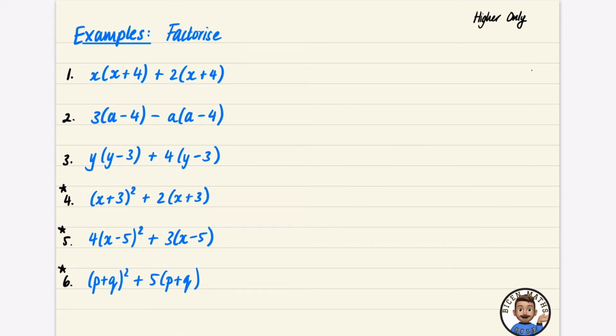Okay, just for the first one, I'm going to show how you could think about this in a different way. If we decided to let a different letter, let's call this y. Let's let y equal x plus 4. We would have xy plus 2y. And we know how to factorize that. It would just go to y, x plus 2. So that means I should be able to factorize this, because now I know that y is x plus 4, I can just write x plus 4 there. So I could just write x plus 4, x plus 2.